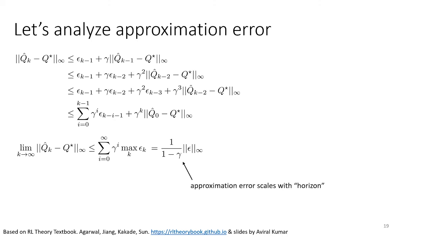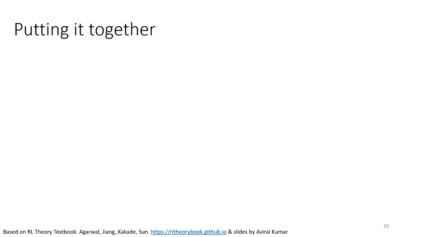So the longer our horizon, essentially the more error we get, which intuitively you can think of as saying that every time you back up, which is every iteration of fitted Q iteration, you incur some additional error. So since the number of backups you need to make is equal to your horizon, that's the order of the approximation error that you'll see.